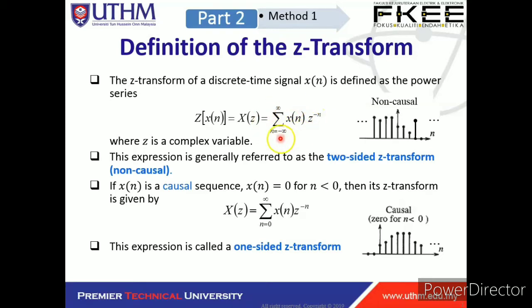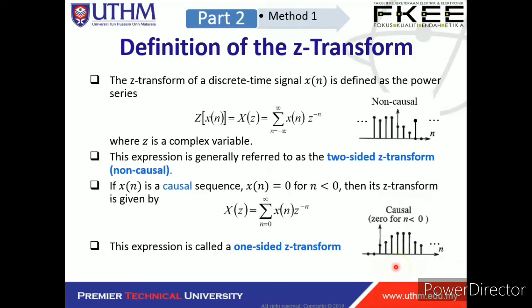For the general equation, we will use the non-causal signal, where the non-causal is the two-sided Z transform. And we can also use the Z transform for only the one-sided Z transform. So for one-sided, we have causal and anti-causal signals.